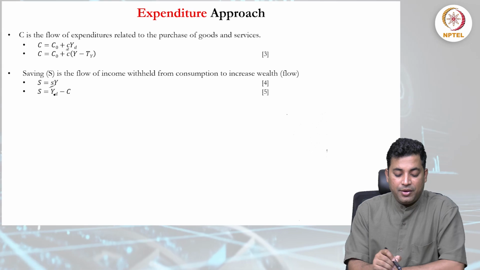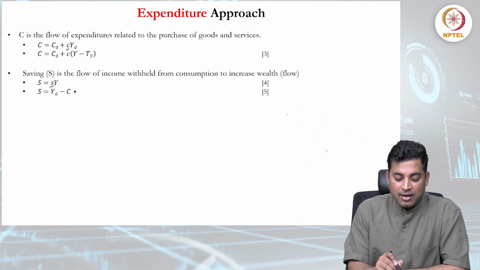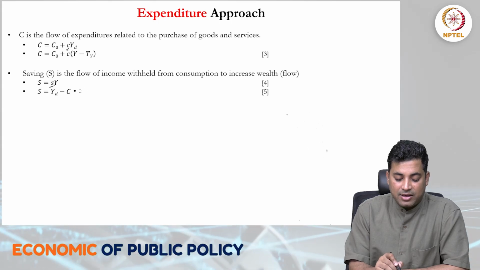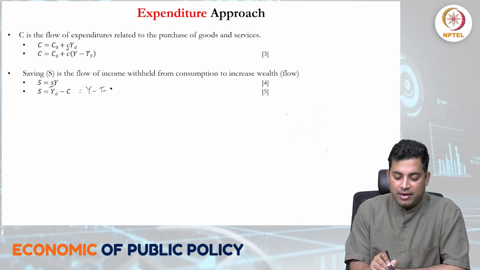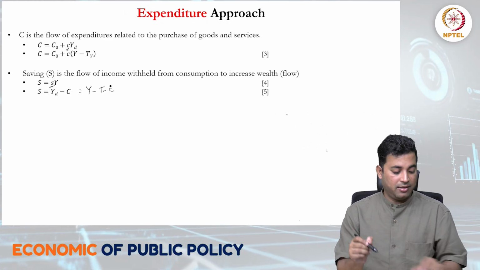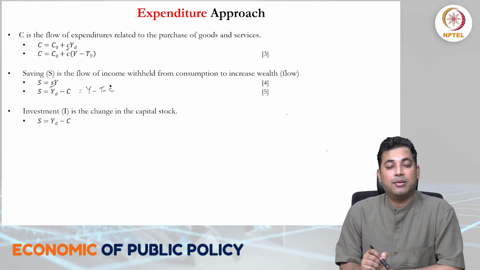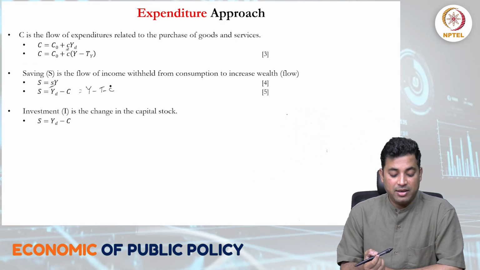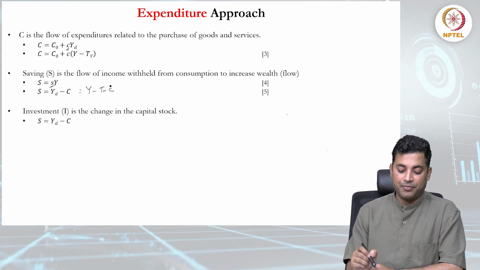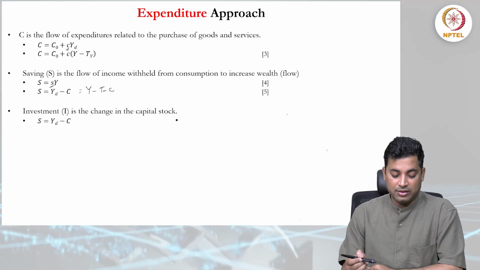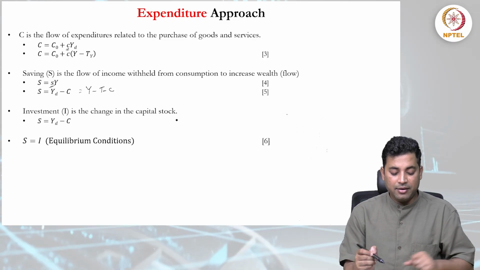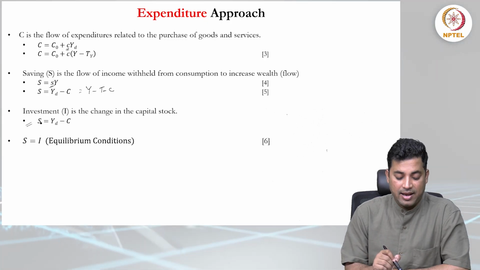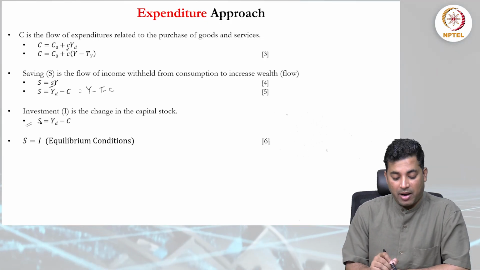If we consider this, then one can also write this expression as capital A equals Y minus T minus C. Now let us move to the third important component. Investment expenditure is a change in the capital stock. And from the savings function we got capital S equals disposable income minus consumption.